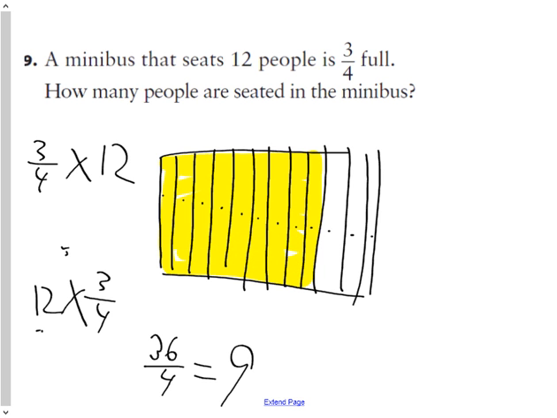Does that make sense to everyone? And all we did, we said, well, 3/4 of 12. And if I think about it using the commutative property, 12 times 3/4, how many quarters? 36 quarters. Your answer is 9.